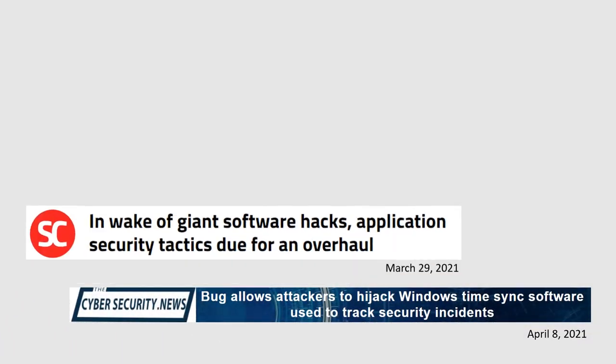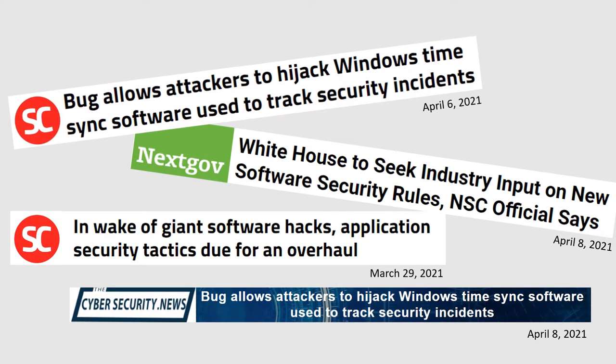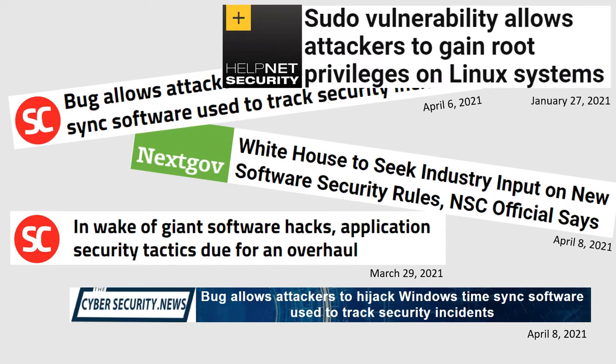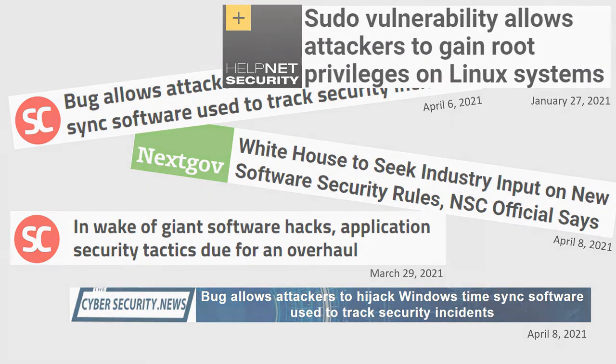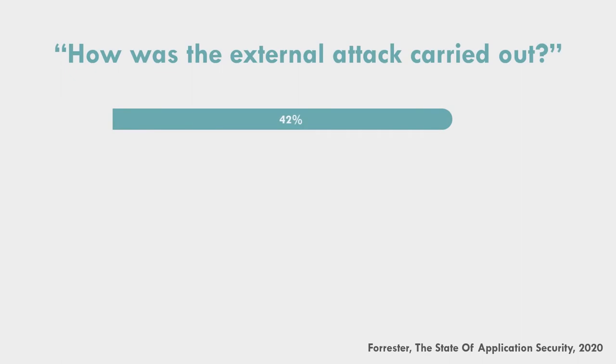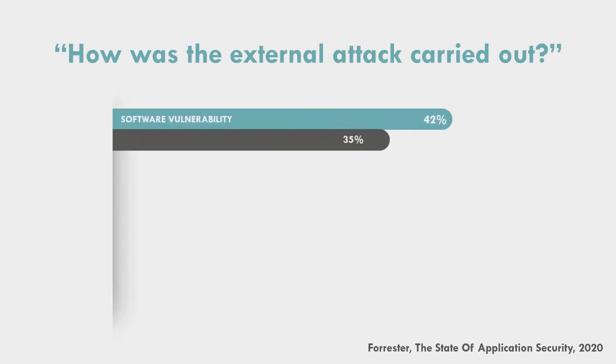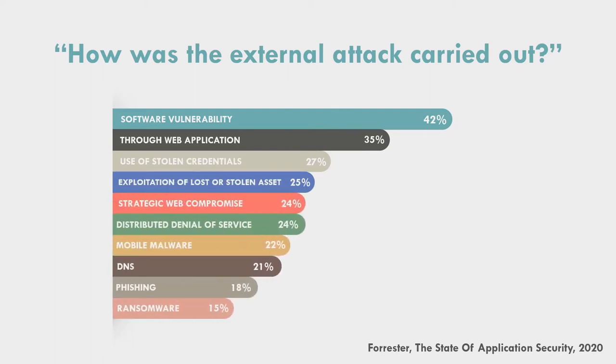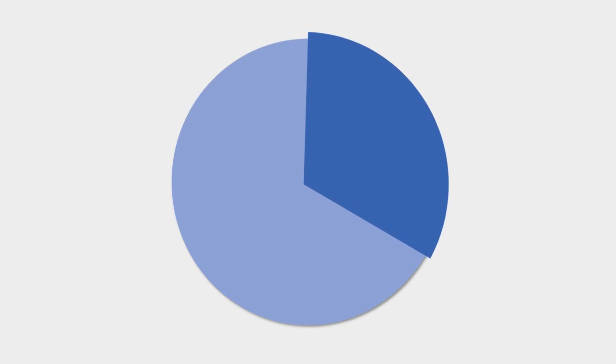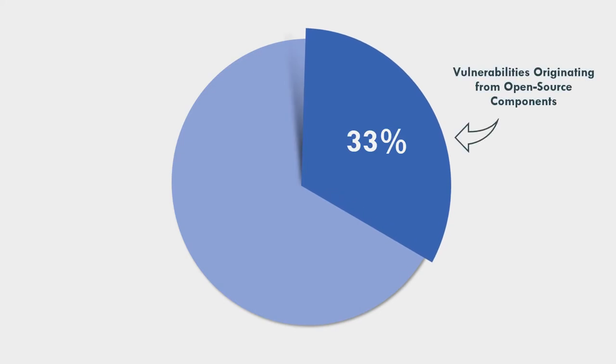Software security is growing in importance as software vulnerabilities are increasingly being used as attack vectors to breach internal systems. In 2020, Forrester reports that 42% of organizations blame software vulnerabilities as the cause for external attacks conducted against them. The report also revealed that 33% of vulnerabilities in application systems originated from open-source code and components.